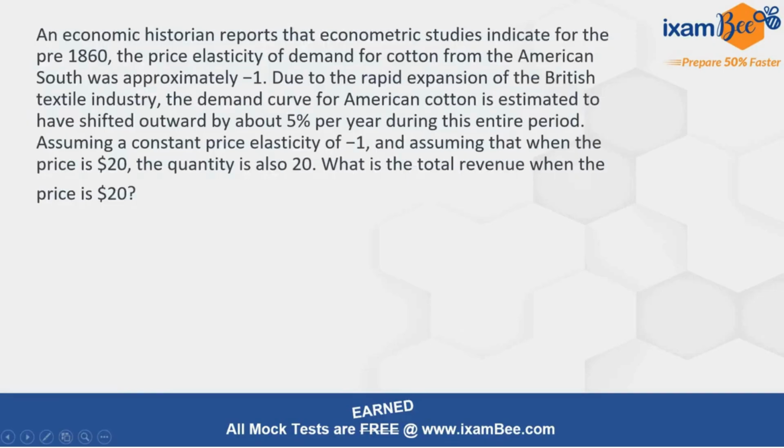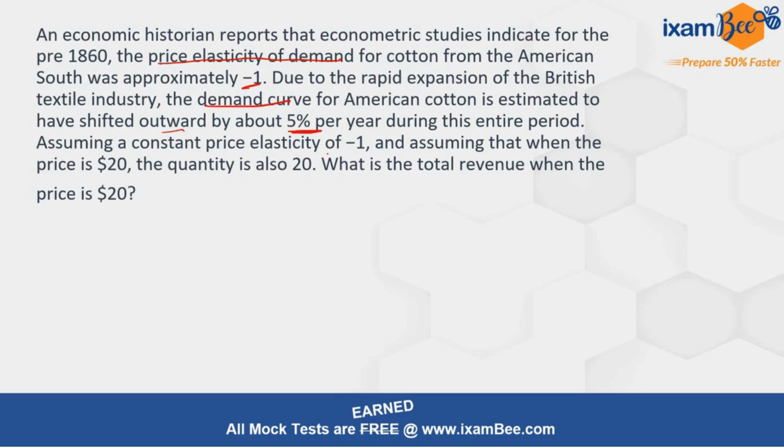The question is, an economic historian reports that econometric studies indicate for the pre-1860, the price elasticity of demand for cotton from the American South was approximately -1. So basically, we are given the price elasticity of demand to be -1. Now, due to the rapid expansion of the British textile industry, the demand curve for American cotton is estimated to have shifted outward by about 5%. Okay, so the demand curve has shifted by 5% per year during this entire period.